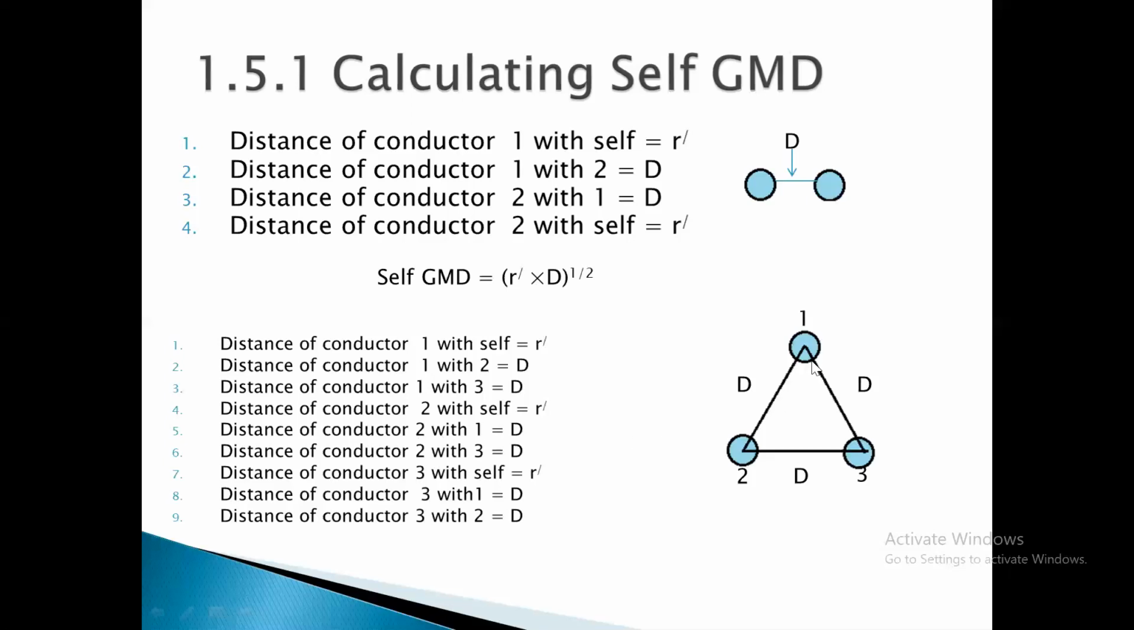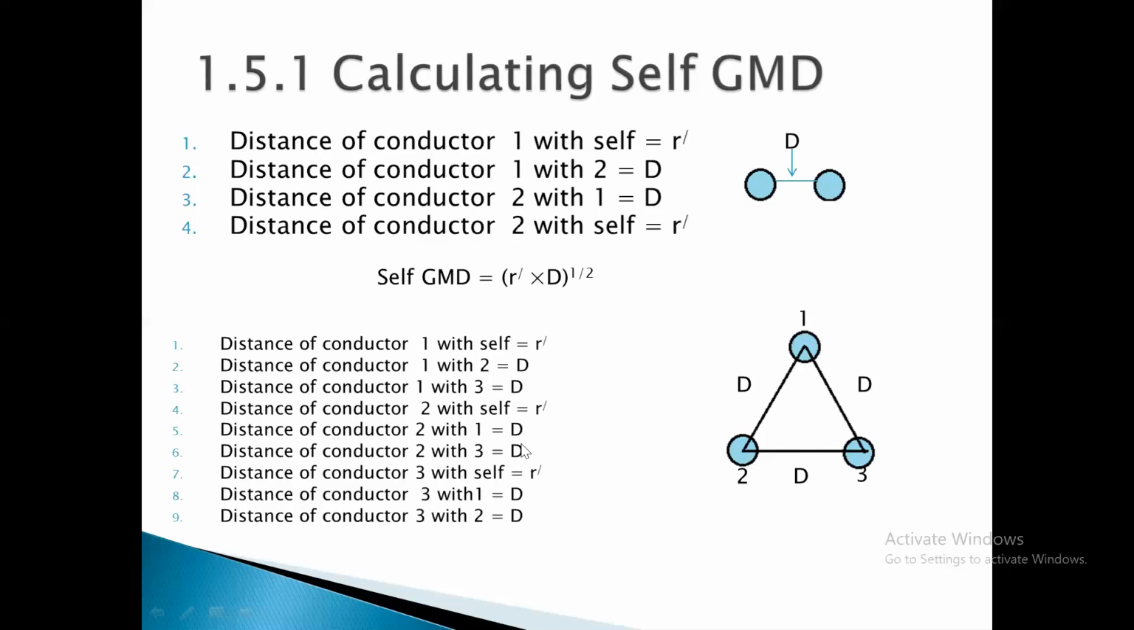So with respect to 1, I will firstly put R dash. With respect to 2, I will put D. With respect to 3, I will put D. And then I will move to conductor number 2 with self R dash. Then with respect to 1, D. With respect to 2, D. And all these values I will write here. You understood how I wrote the distances here, right?